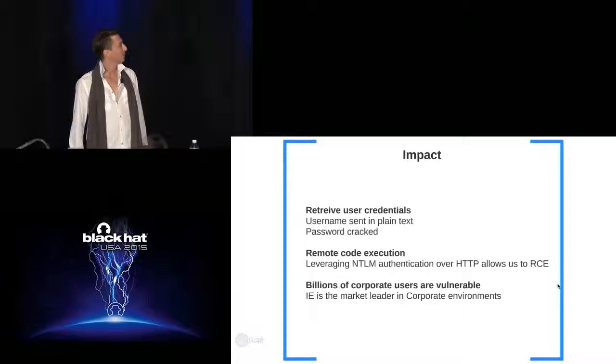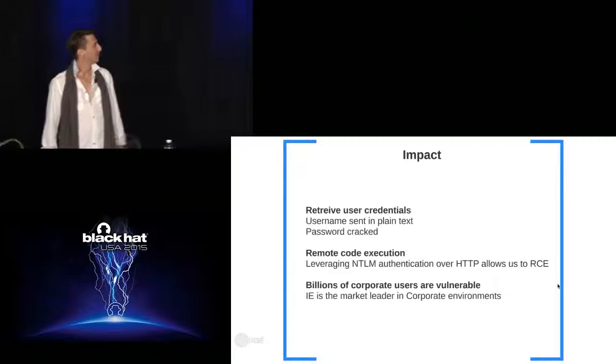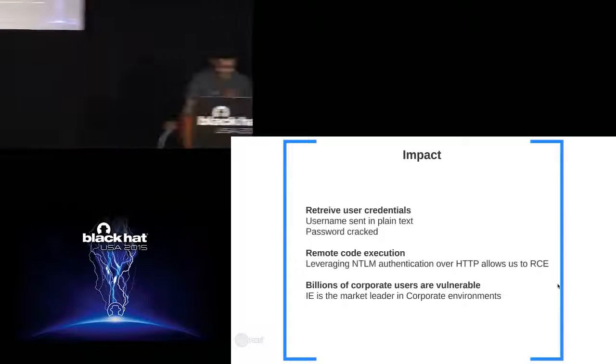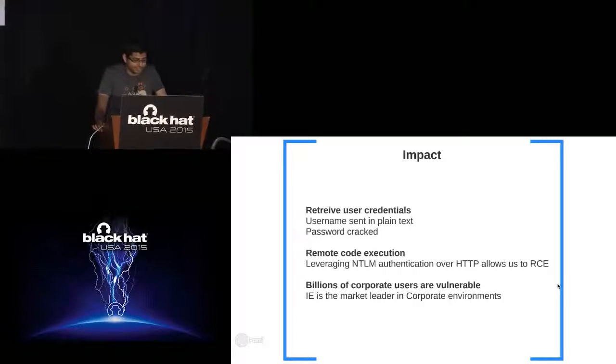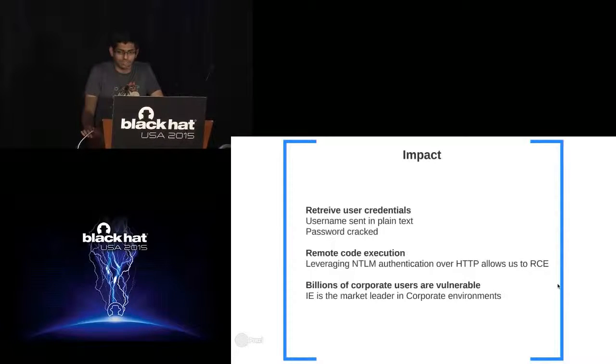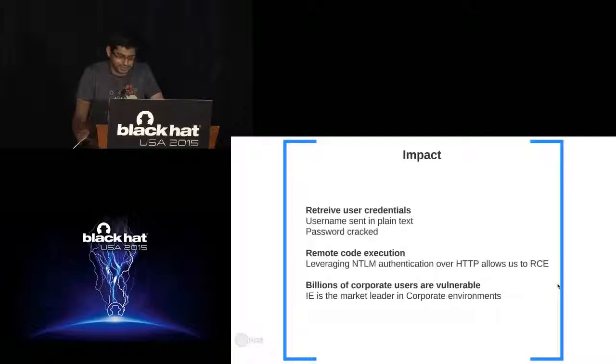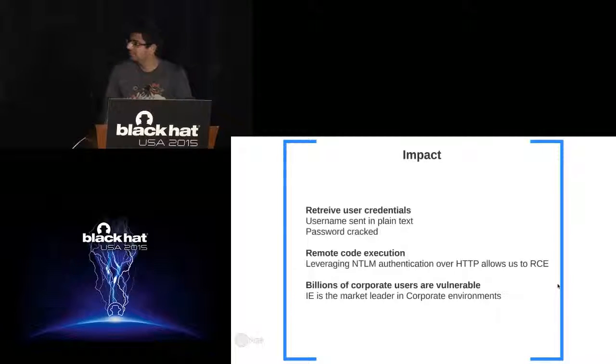Right. So the impact of this: what exactly did we do right now? We can retrieve your user credentials. Great. We need a hash tracking machine to do that. That's no problem. We have remote code execution, if you have SMB signing disabled, but that's always done because of performance or firewall reasons. Defaults anyway. Yeah.